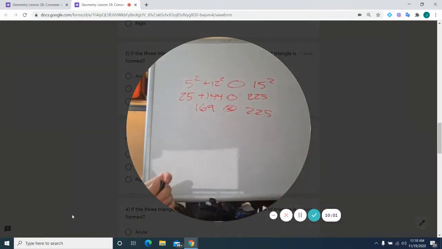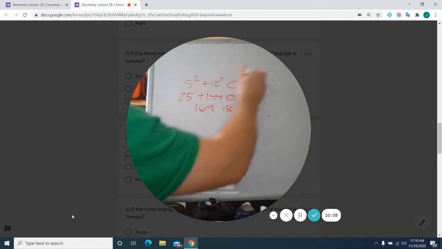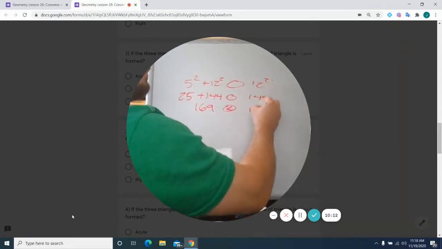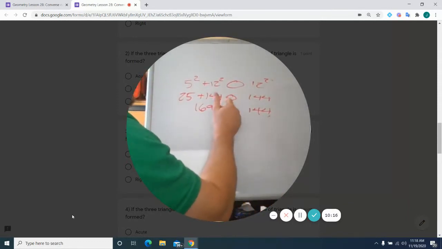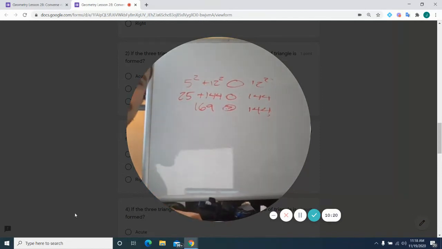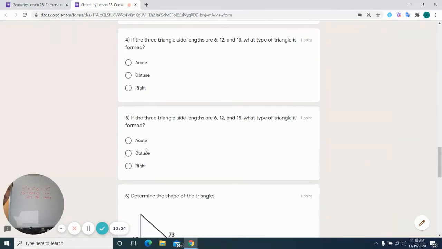So I think with 5, 12, and 12, you don't even need to think about what's going to happen. We're just going to have 12 squared, 144, 144, right? 5, 12, and 12. So now 169 is bigger than 144. A squared and B squared are bigger, so what kind of triangle do you have? That would be acute. Okay, so that's number 3. Let's look at number 4. 6, 12, 13.